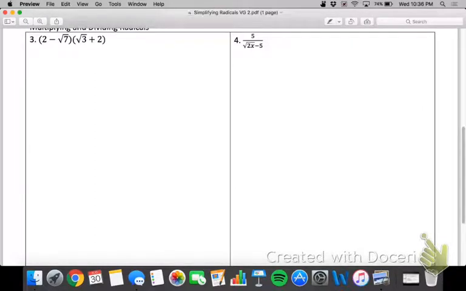So here we see 2 minus root 7 times root 3 plus 2. So this is just the same as multiplying something like 2 minus x and then x plus 2, right? We're going to use the exact same method. So you could use the FOIL method or the box method. I am a recent convert to the box method, so I'm going to do that one. So we have 2 and then minus root 7.